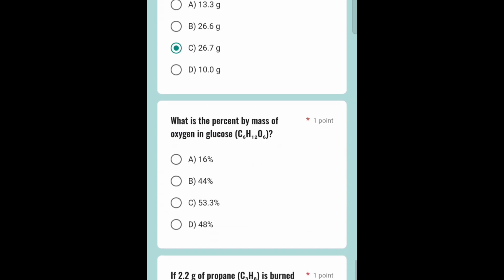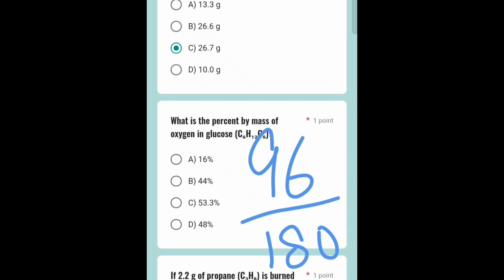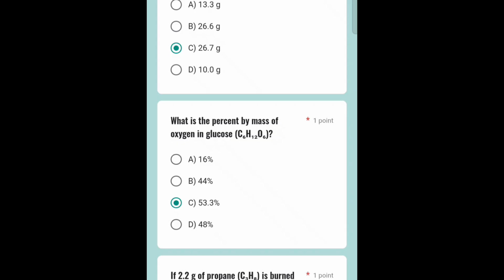Okay, what is the percentage by mass of oxygen in glucose? First of all, oxygen is 6, we multiply it by 16, we will get 96, divide by the total, that is 180. You will get your answer. As you can see, it is more than 50%. The answer will be C, 53.3%.